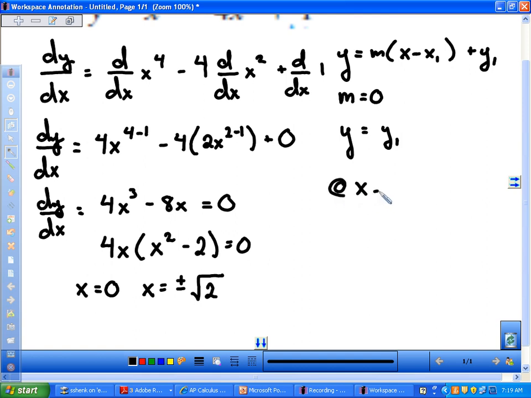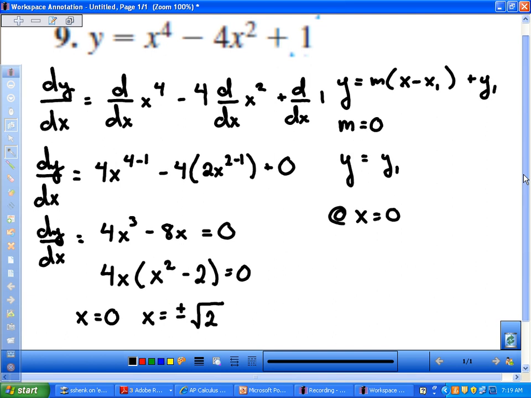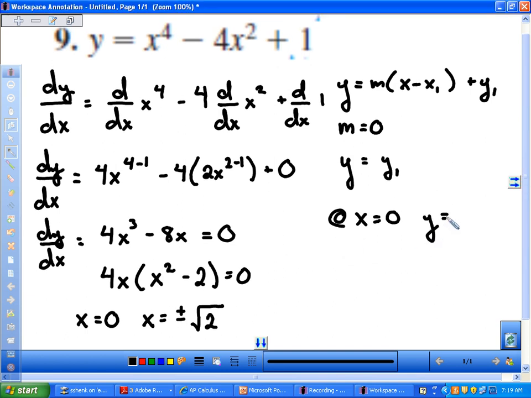So at x equals 0, scoot back up here a little bit, we're going to get y equal to what? Yeah, 1. When x equals 0, that'll knock out, we're left with 1. y equals 1. At x equals positive root 2, what's radical 2 to the 4th power? 4. What's radical 2 squared? 2 times 4 is 8. So 4 minus 8 would be negative 4, plus 1 would be negative 3. We'd get a y value of negative 3.